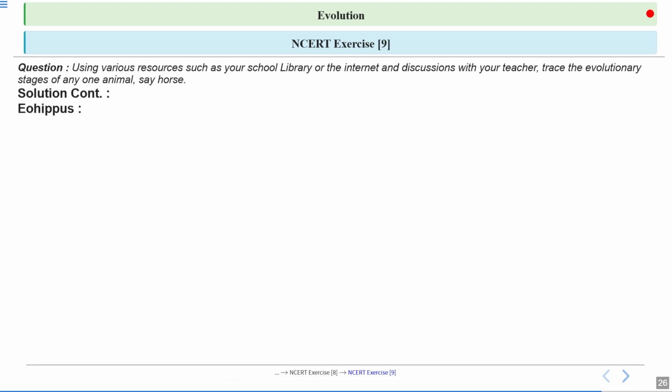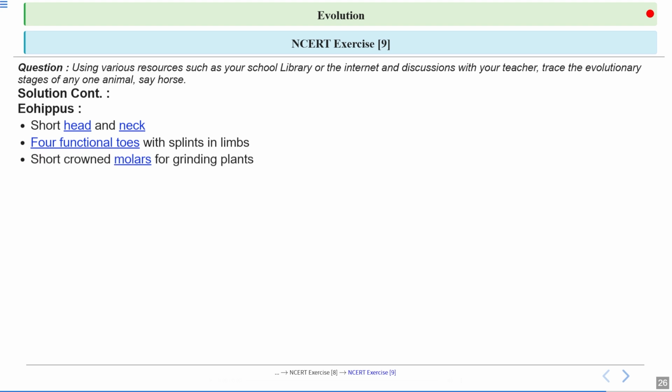Let's start with the Eohippus. This had a short head and neck. It had 4 functional toes with splints in the limbs, and short crowned molars for grinding the plants. Then Mesohippus. It was taller than Eohippus, so you can see the body size is increasing. It has 3 toes in each foot. Earlier the Eohippus had 4 functional toes. Now here it has 3 toes in each foot.